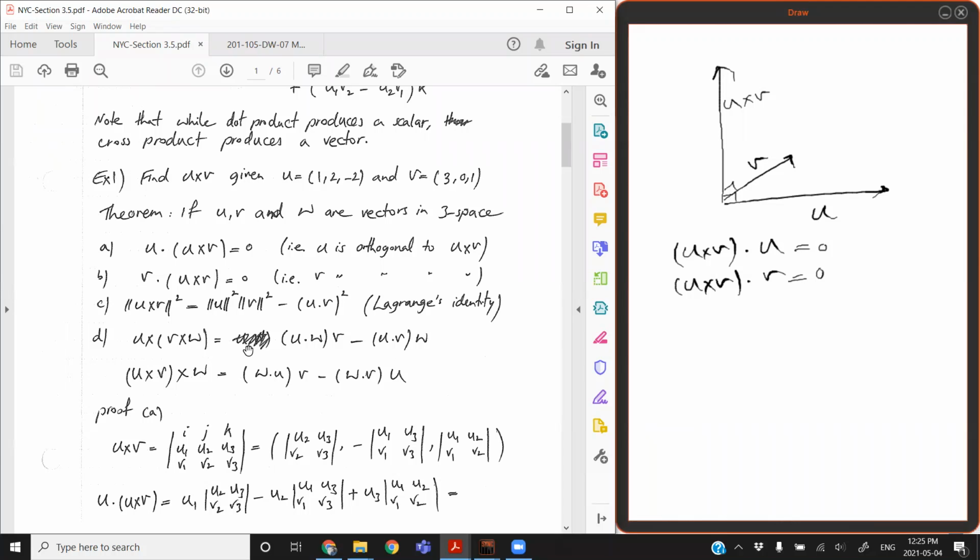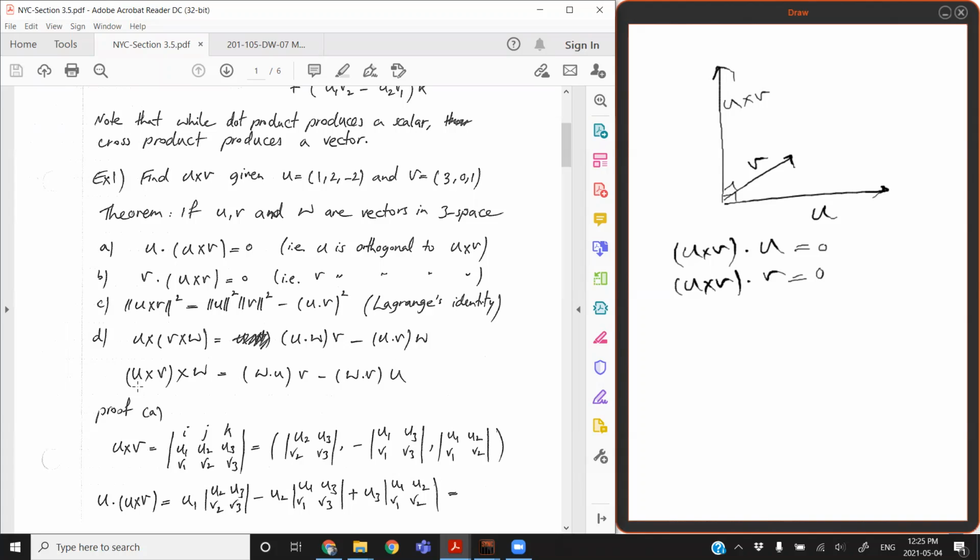Part D is a relationship between dot product and cross product. So if you have u cross v cross w, it's going to be u dot w times v. Here you have a scalar multiplication, because u dot w is a scalar, a real number, times v, minus u dot v, that's another scalar, times w.